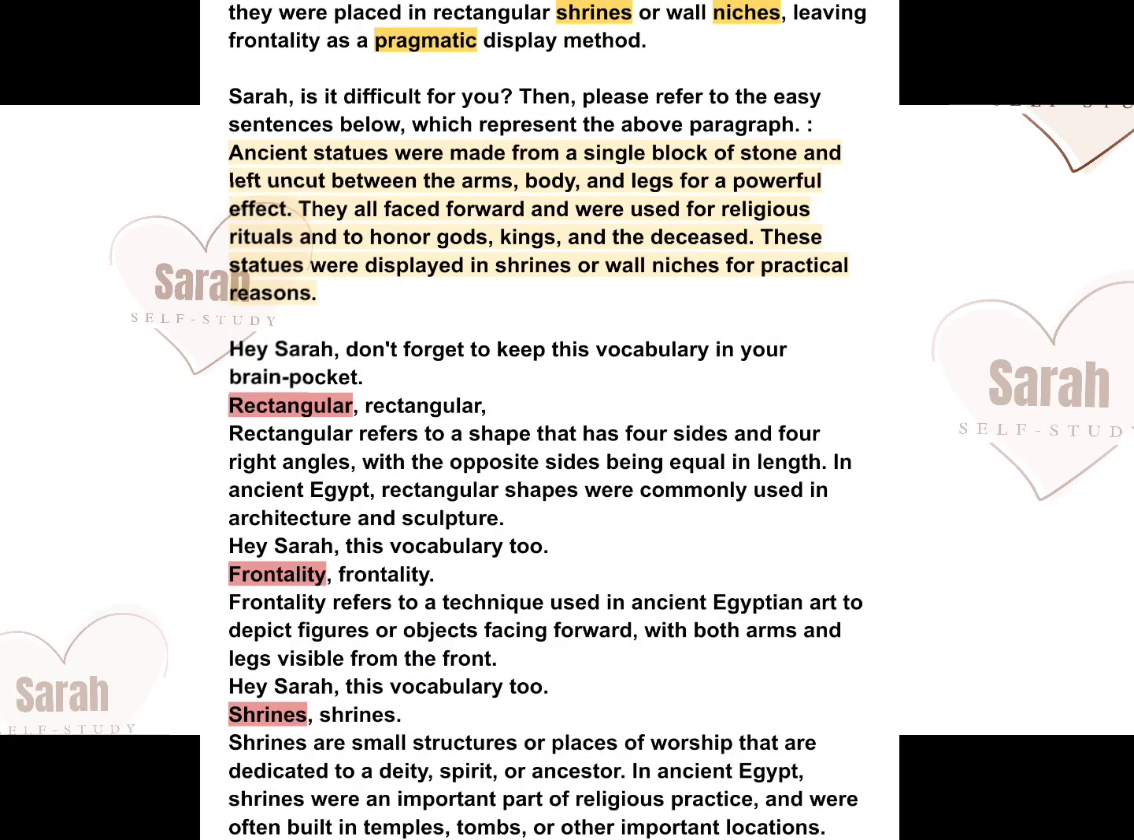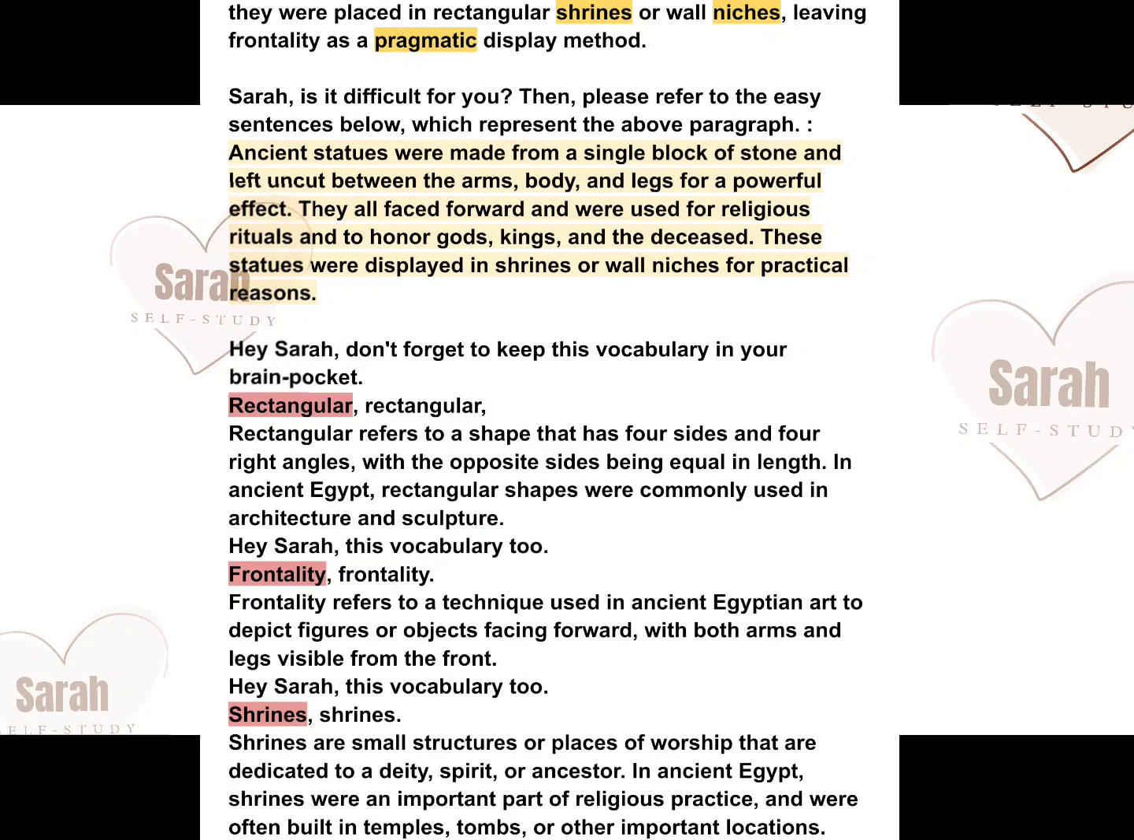Hey Sarah, this vocabulary too. Frontality refers to a technique used in ancient Egyptian art to depict figures or objects facing forward, with both arms and legs visible from the front.